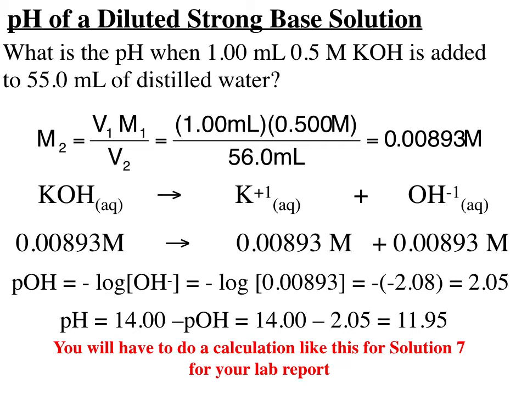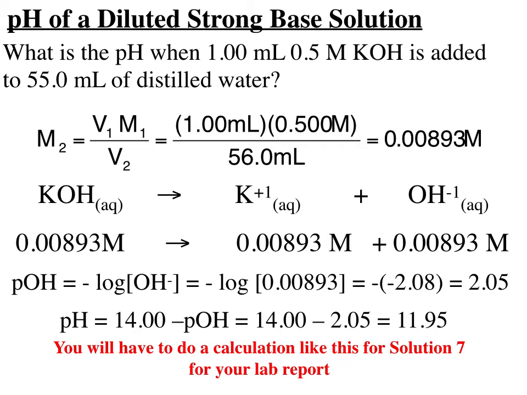Now, because this is a strong base, I assume its dissociation is complete. So if I began with 0.00893 molar KOH, I am depositing 0.00893 molar OH minus into solution. Now, unlike the previous problem, since I know the hydroxide ion concentration, I will calculate the pOH. pOH is minus the log of the hydroxide, and that is 2.05.